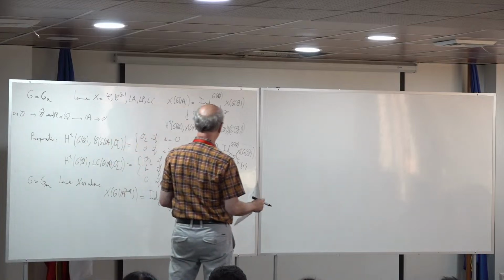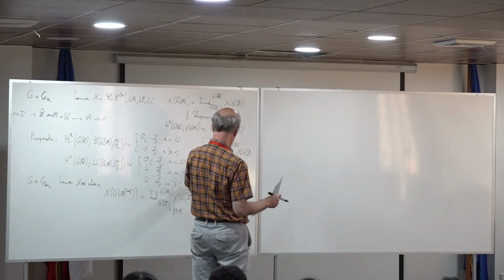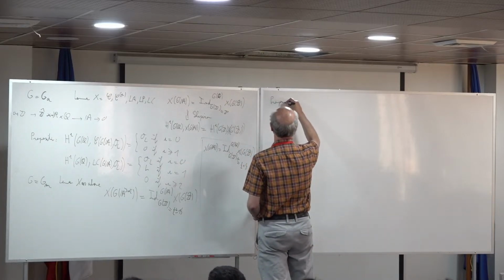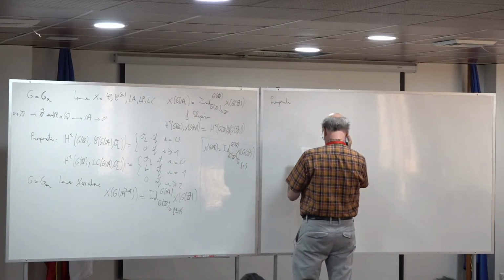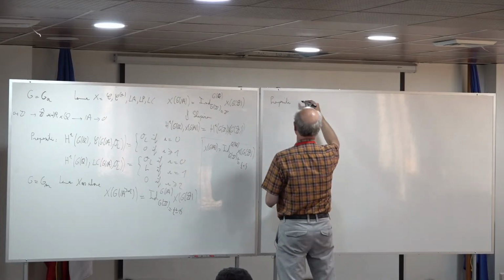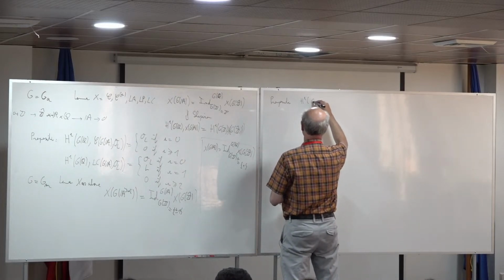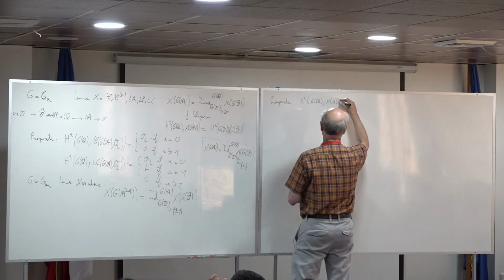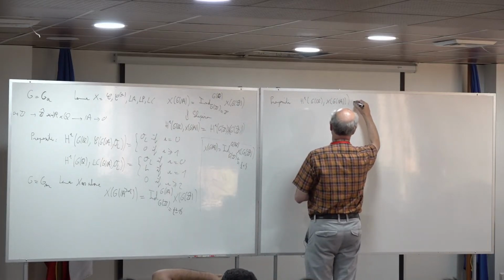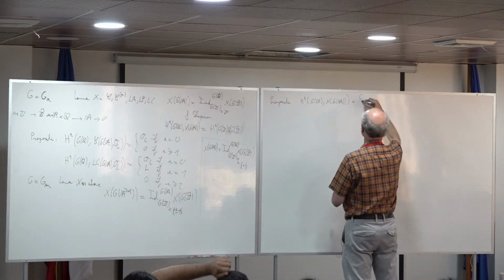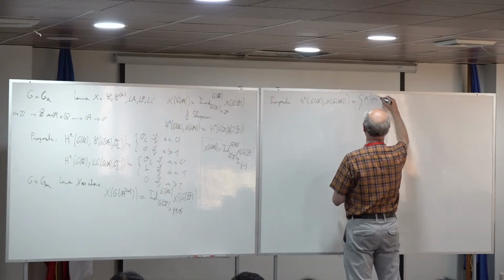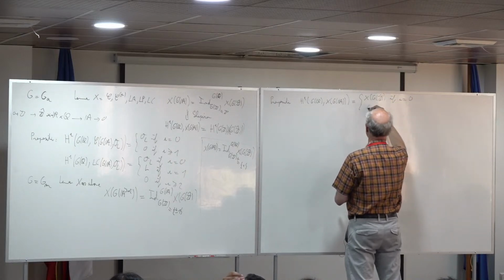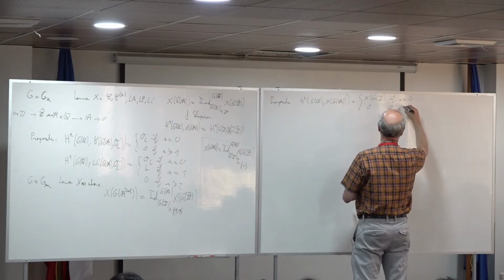Then I told you that there is an action of G of A. What is the result? Then the proposition, let's say, is that this H^i of G of Q with X of G of Z hat, G of G A, well, what you obtain is X of G of Z hat if i equals 0, and it's 0 if i is bigger than or equal to 1.